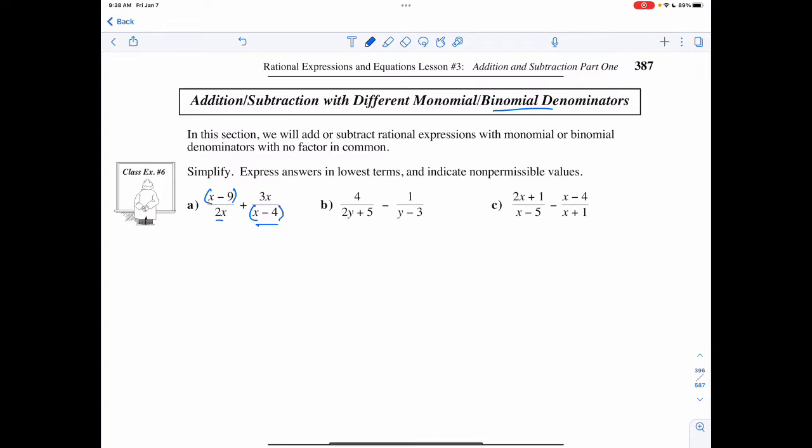On this side, I have 2x, which means that these denominators don't have anything in common currently. So I'm going to need to multiply the entirety of this side by x minus 4, and the entirety of this side by 2x. So really, once I factor down the denominator, I'm looking for all of the different factors that exist and multiplying out those factors in the denominator.